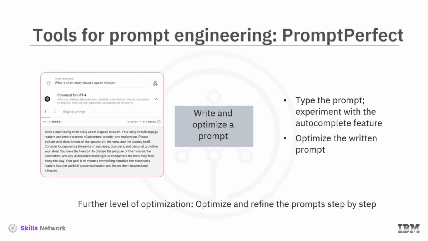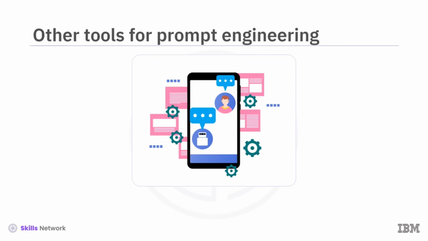For a further level of optimization, you can optimize and refine the prompt step by step in the streamline mode. You write a prompt, optimize it, and again edit the prompt and optimize until you are satisfied with the output. Some other popular tools and interfaces provide resources for prompt engineering or help you experiment with prompts.